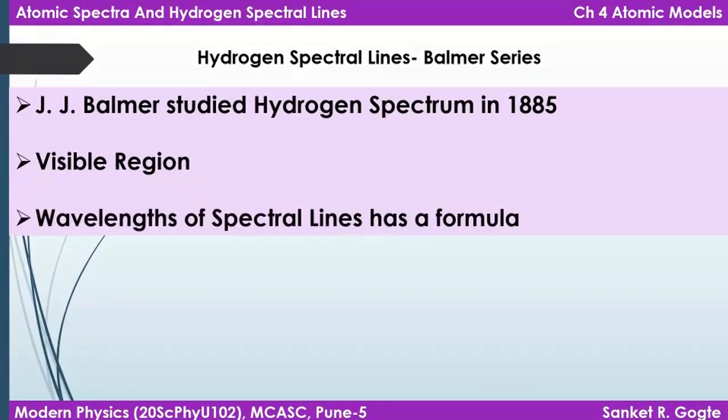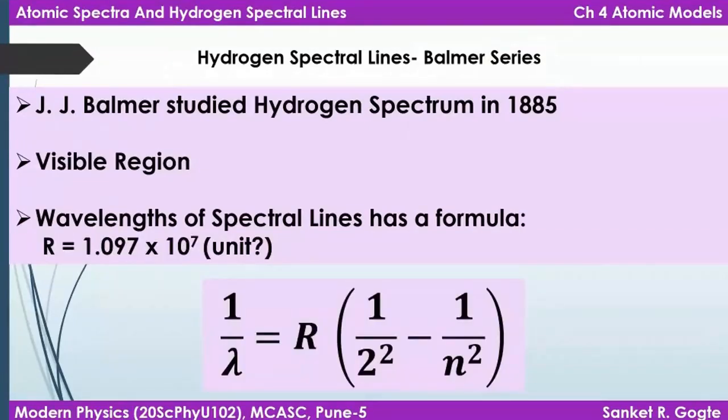And all these series, again, I'm repeating this: when we say series, it is not a single spectral line, it is a group of spectral lines. There are multiple spectral lines which are grouped together due to a specific property. We will come to that point soon. This series is made up of different spectral lines of different wavelengths, and they have a specific formula. Any spectral line in the Balmer series has a wavelength which is given by this formula. No matter which line you observe for the Balmer series, it always satisfies this equation.